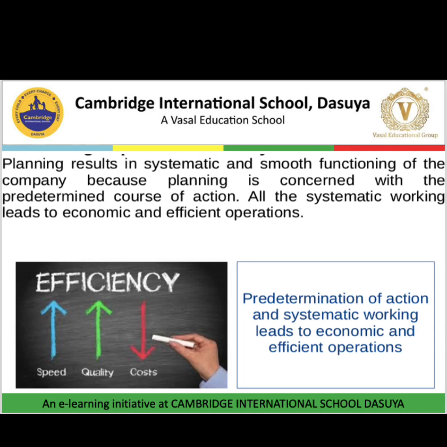That means you can do your best by utilizing all the resources efficiently and effectively, and smooth functioning of the organization will be there. Predetermination of action means you are thinking in advance about the action, and systematic working. Not only thinking in advance about the action plan, but you need to implement it at the right time in the right manner as per the plan, so that we can go for economic and efficient operations. We can save our money as well as efforts and resources.